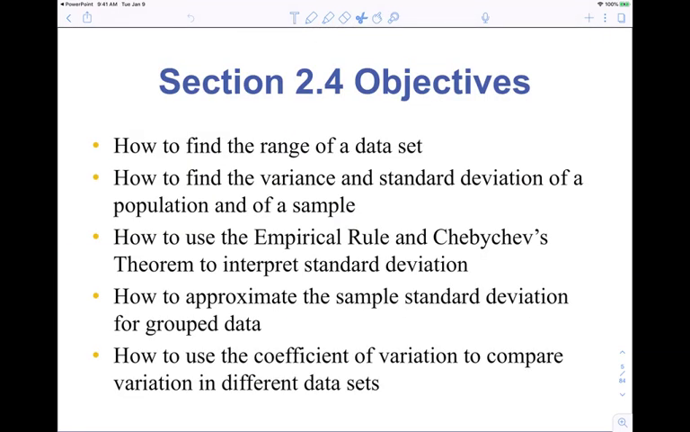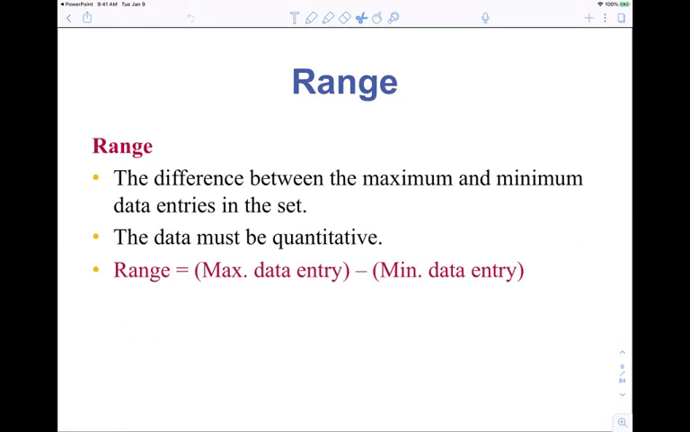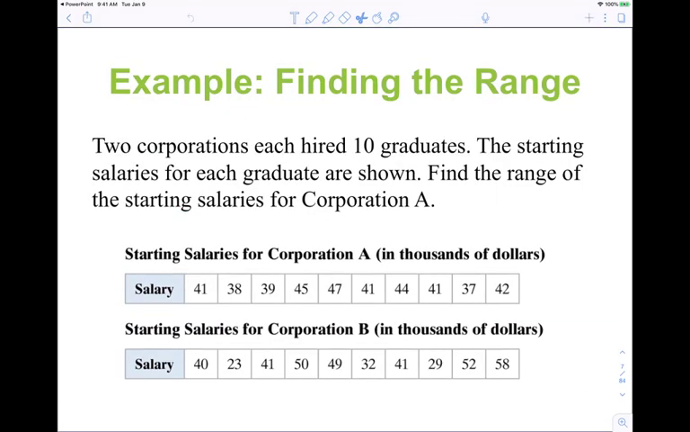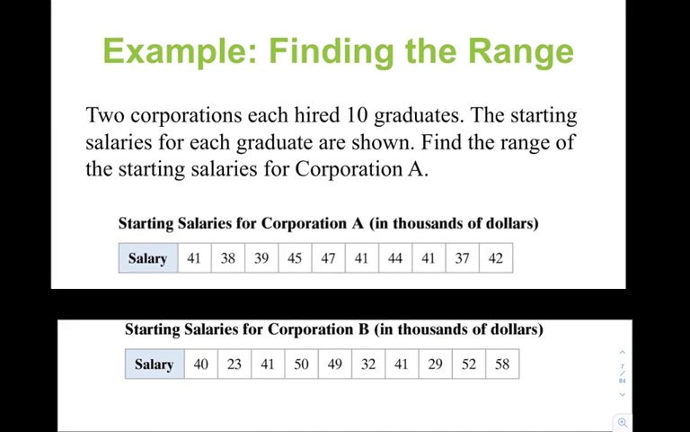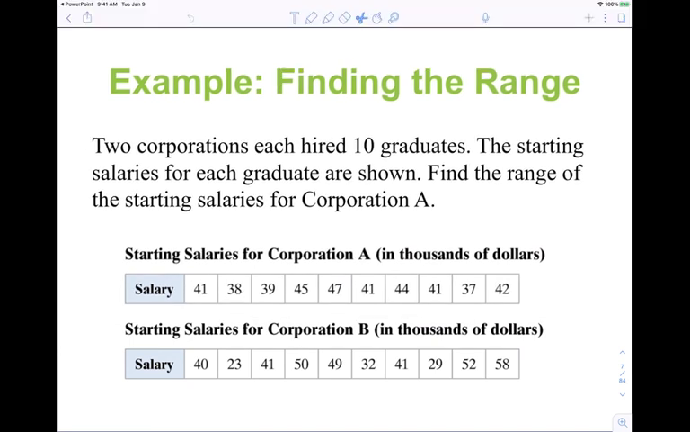Okay. So the range of a data set is the difference between the maximum and minimum data entries in the set. The data must be quantitative. So the range is basically the max minus the min. For example, we have 2 corporations, each hired 10 graduates. The starting salaries for each graduate are shown. We're asked to find the range of the starting salaries for corporation A. This data is in thousands of dollars, so we have 41,000, 38,000, and so on. If we want the range, we want the max minus the min. As we scan, we've got 41, 45, 47.